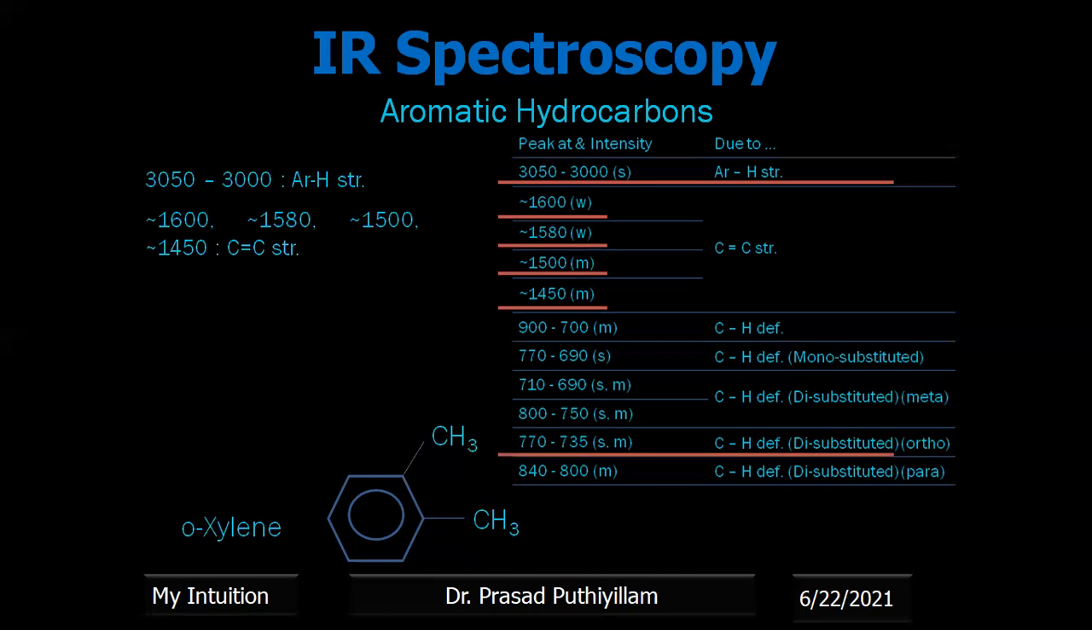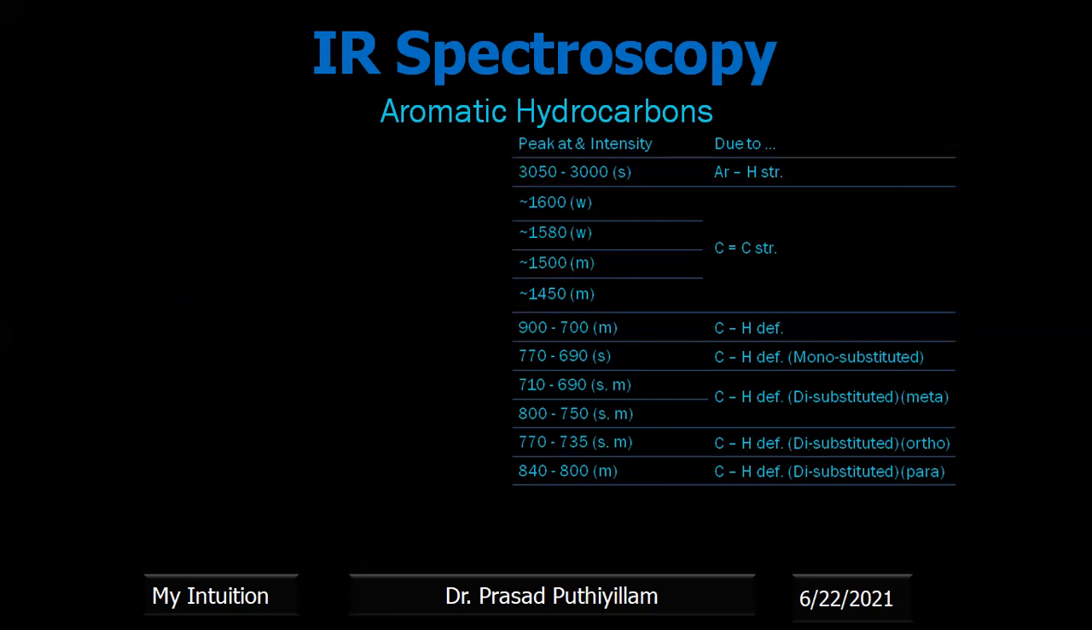Then disubstituted ortho case, 770 to 735, strong to medium peaks are expected in that region. And also CH3 group is there, therefore CH stretching in CH3 should also be present in the spectrum. Another example, metaxylene, only to identify the difference between ortho and this meta case.